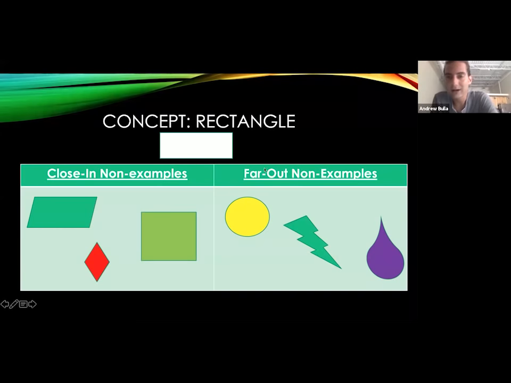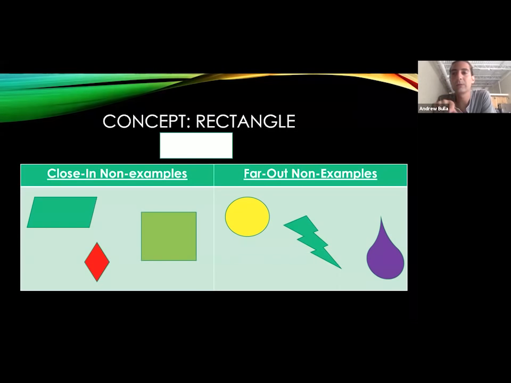And if we had far out non-examples, we see that these are so different that we wouldn't anticipate the learner confusing circle, lightning bolt, or teardrop with the rectangle. They share almost no features with the concept of the rectangle that we're teaching. And notice here that when we think about which stimuli the learner is more likely to get confused with the concept that we're teaching, it's those close-in non-examples. Those are the ones that typically learners have a difficult time with when we're teaching and testing.